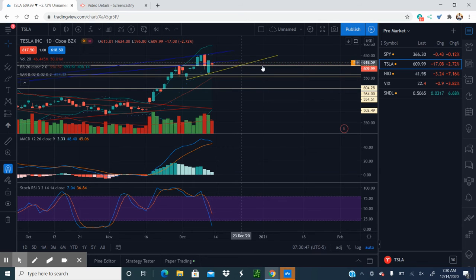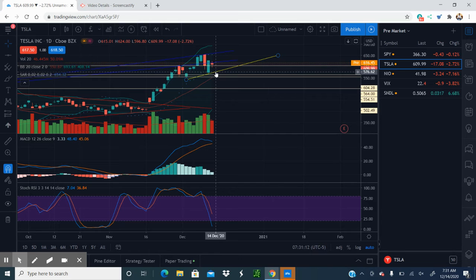Also, we're showing that we're opening around the 615 mark today. So Tesla should be trading between 618 if it respects this trend line and 602. So it could hit a low of 602 today for Tesla. Hopefully, it doesn't break that.